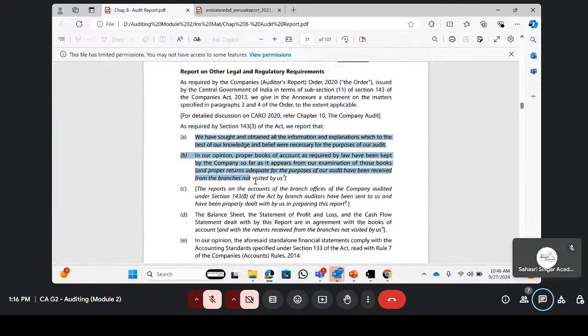Okay, these points I believe you might have studied either in the company audit chapter or in any other chapter. Same points will be replicated: that you obtained all information and explanation for the purpose of audit. In our opinion, all the books are kept in accordance with the law, kept with the company. Examination, adequate supportings are received. Okay, the balance sheet statements are in agreement with the books of accounts. These points I believe you might have studied in the previous basic chapter, under the chapter objectives of audit. Okay, those basic points you have to replicate over here under this paragraph.